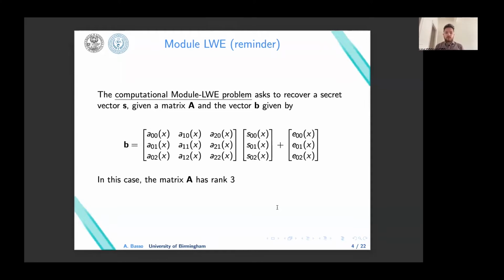Just a quick reminder from the previous lecture, the module LWE problem asks you to recover a secret vector S, given the matrix A, which is a public matrix known to everybody, and the product between A and the secret vector S plus some error added. So given A and B, the problem asks you to compute the vector S. In the module variant, the components of each vector are polynomials.